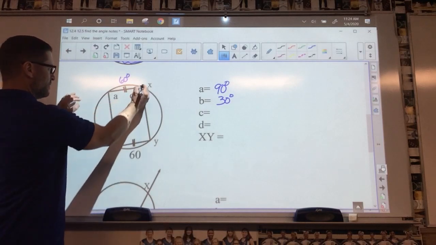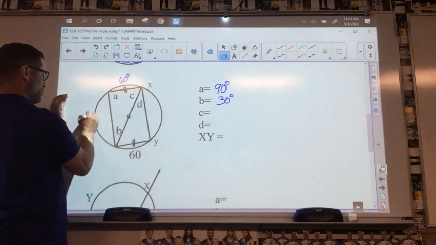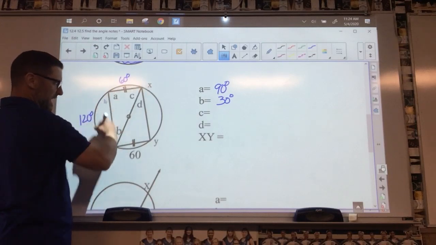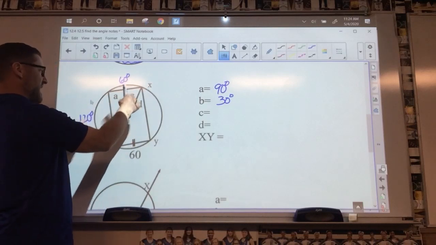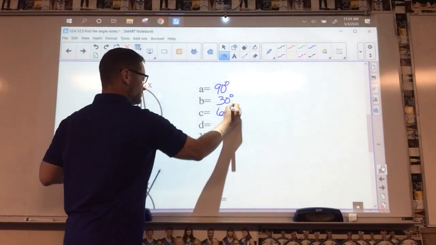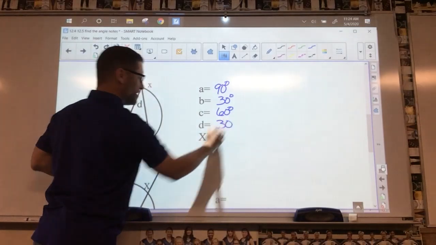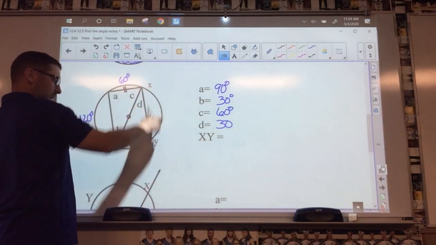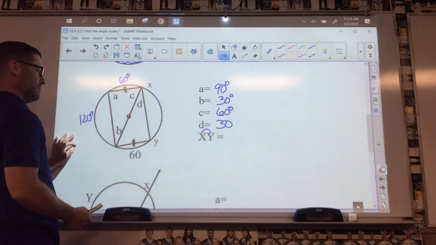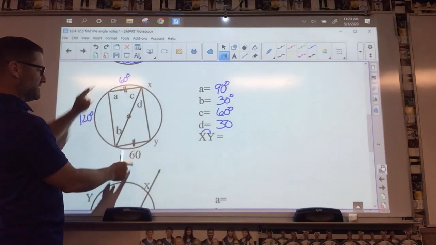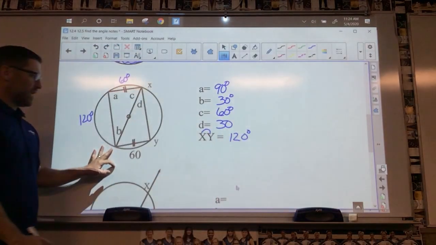C, well, half a circle, 60, which means I have 120 left over there because a half of a circle has 180. So I have 180, 60, and 120, and then C is half of 120, which is 60. D, half of 60, which is 30. And X to Y the short way, because it's only two letters, arc X to Y. Well, if those are both 60 and that's 120, that leaves 120 left over right there, and we'd have it.